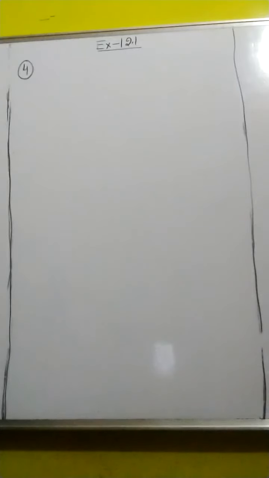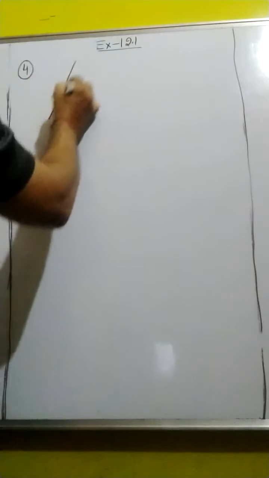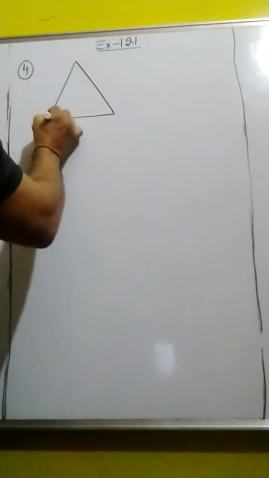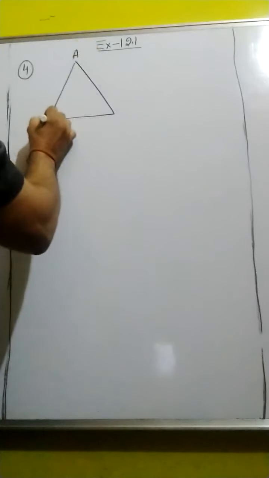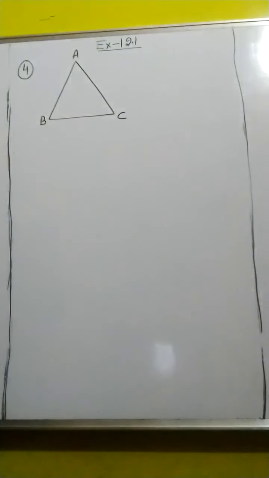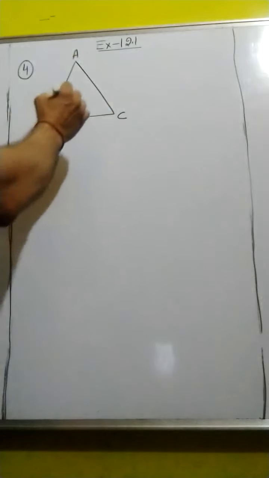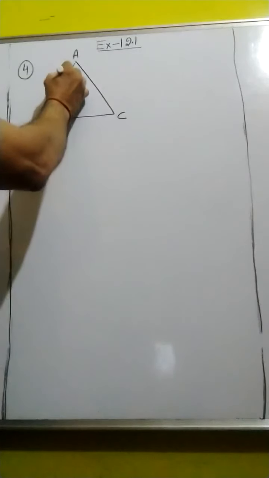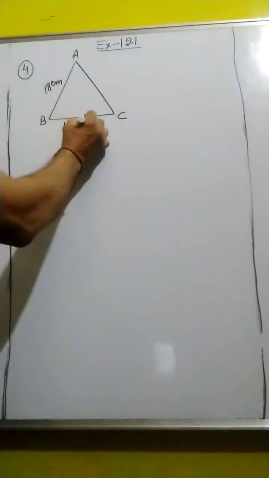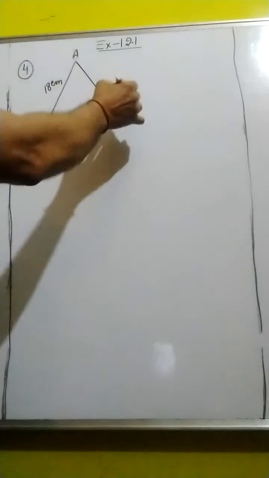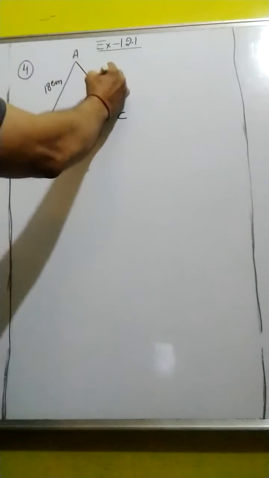Now next, question number 4. Find the area of the triangle whose two sides are 18 centimeter and 10 centimeter and the perimeter is 42 centimeter. Now it is given in question number 4, there is a triangle ABC whose two sides are 18 centimeter and 10 centimeter. Now we don't know the side AC. The side AC is b.